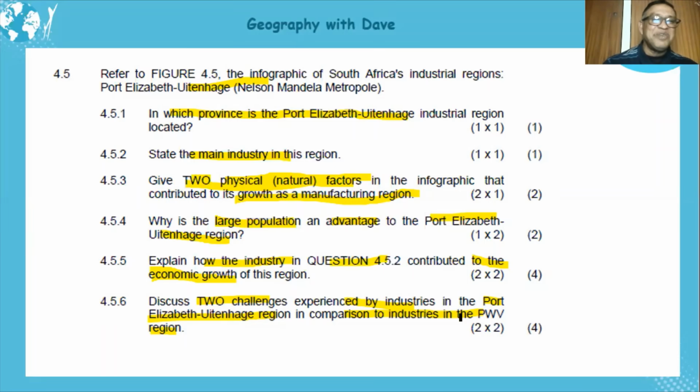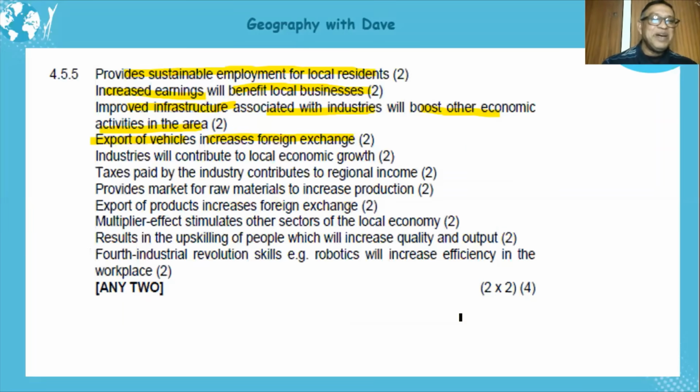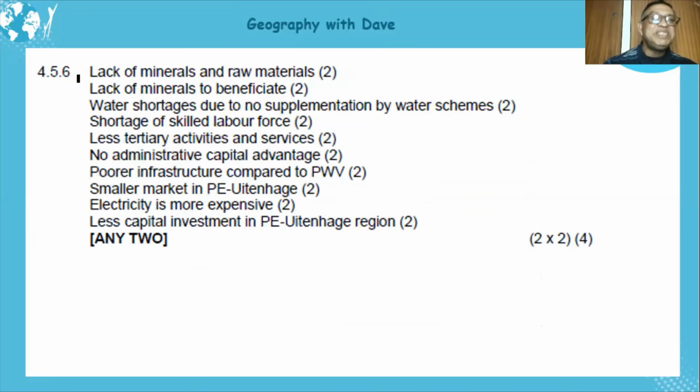So let's look at this one. Right. Lack of raw materials. That's one of the factors you did. Compared to the PWV, isn't it? PWV has a surplus. You know, you've done the PWV. That region has a lot of minerals. Okay, raw materials. Lack of minerals to beneficiate, all right, where you can take it and make goods, isn't it?